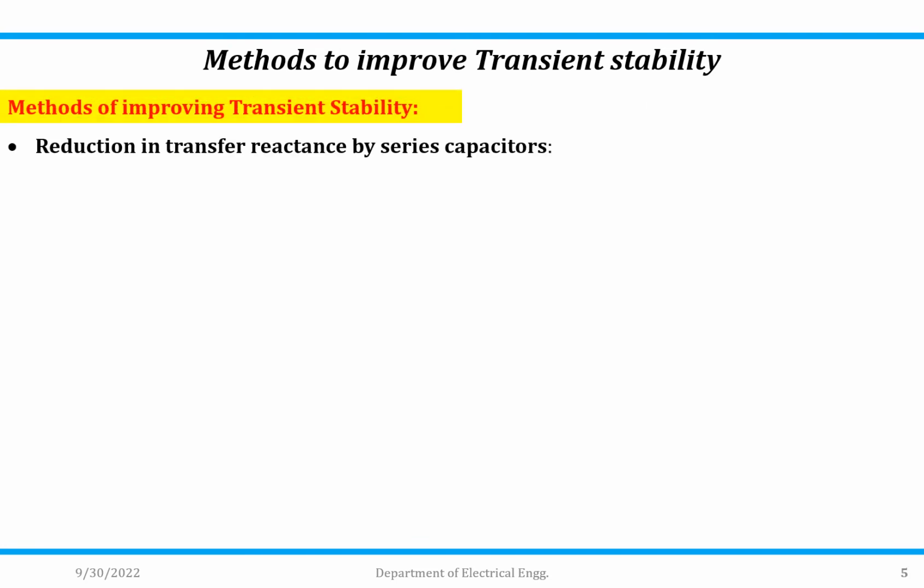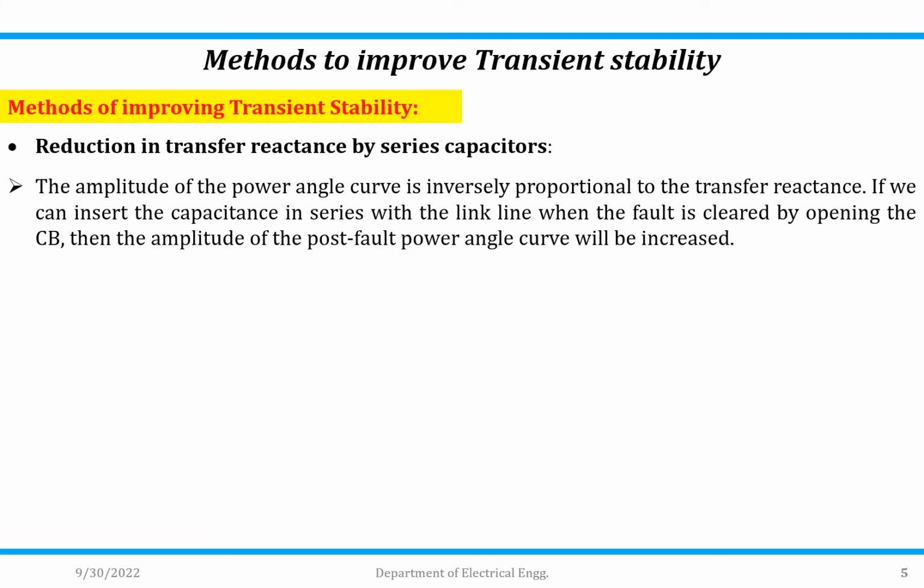Second one is nothing but reduction in the transfer reactance with the help of a series capacitor. Now we know that the amplitude of the power angle curve is inversely proportional to the transfer reactance. So I can write P equal to EV by X, so P is inversely proportional to X. So if we can insert the capacitance in series with the link line when the fault is clear by opening the circuit breaker, then the amplitude of the post-fault power angle curve will be increased.